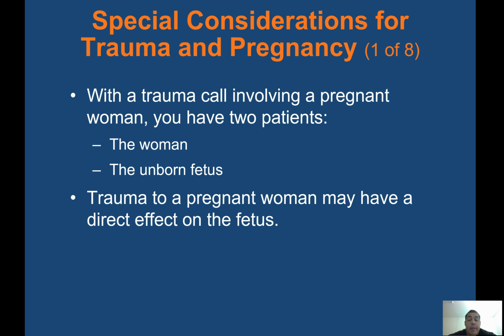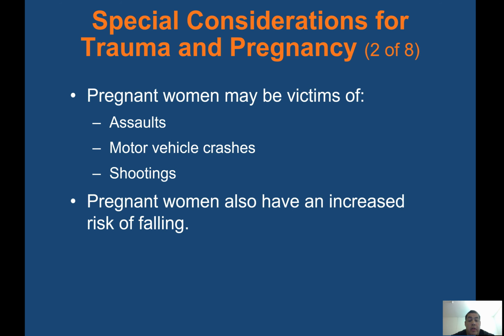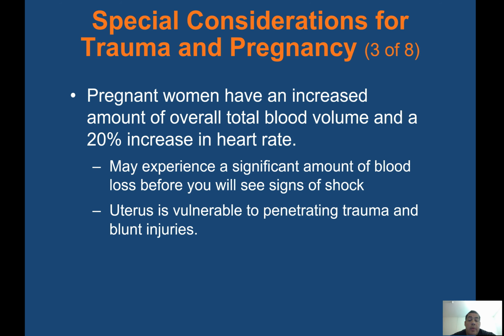Special considerations for trauma and pregnancy. With a trauma call involving a pregnant woman, you have two patients, the woman and the unborn fetus. Trauma to a pregnant woman may have a direct effect on the fetus. Pregnant women may be victims of assaults, motor vehicle crashes, and shootings. They also have an increased risk of falling. Pregnant women have an increased total blood volume and a 20% increase in heart rate. They may experience a significant amount of blood loss before you see signs of shock. The uterus is vulnerable to penetrating trauma and blunt injuries.